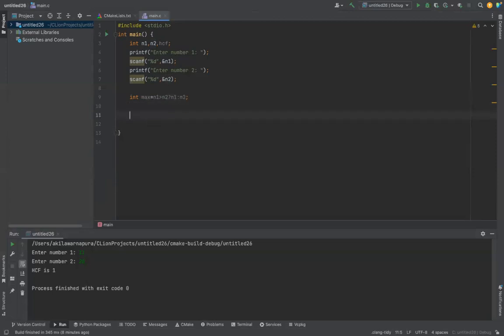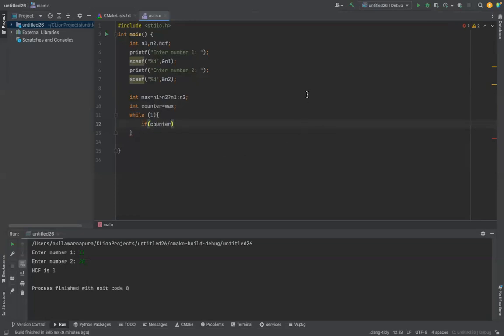Now what you can do is write an infinite while loop. That means while 1. While 1 means infinite while loop, starting from the maximum value. Therefore, you need a counter variable, int counter equal to max. Then we have to check that counter variable, that means the counter is the max.